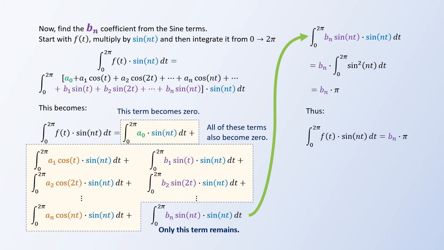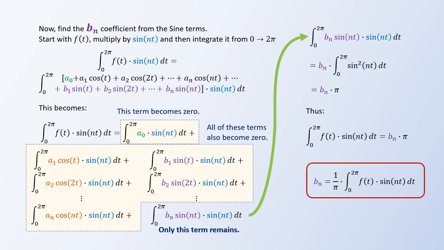So we set the original integral from 0 to 2 pi of f of t times sine of nt dt equal to b sub n times pi. Or if we rewrite it as an expression for b sub n, we get that it's equal to 1 over pi times the integral from 0 to 2 pi of f of t sine nt dt.